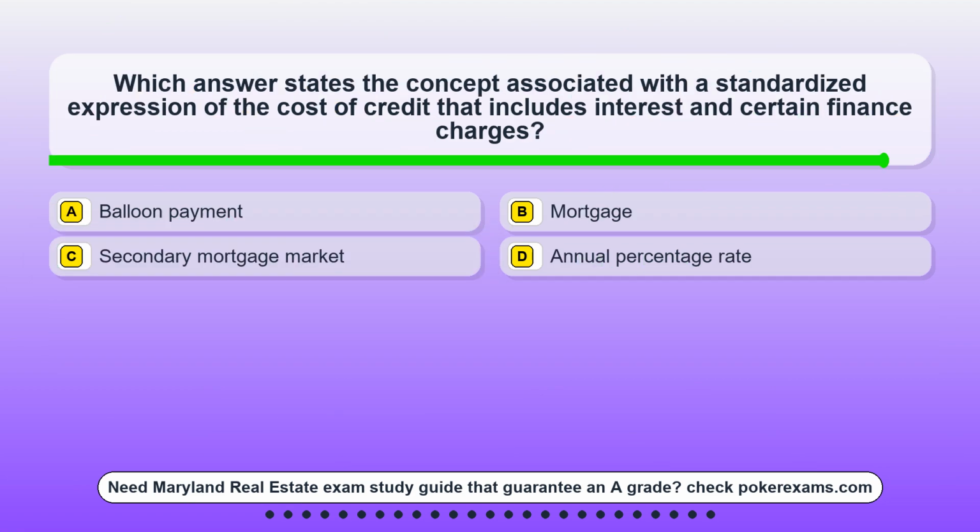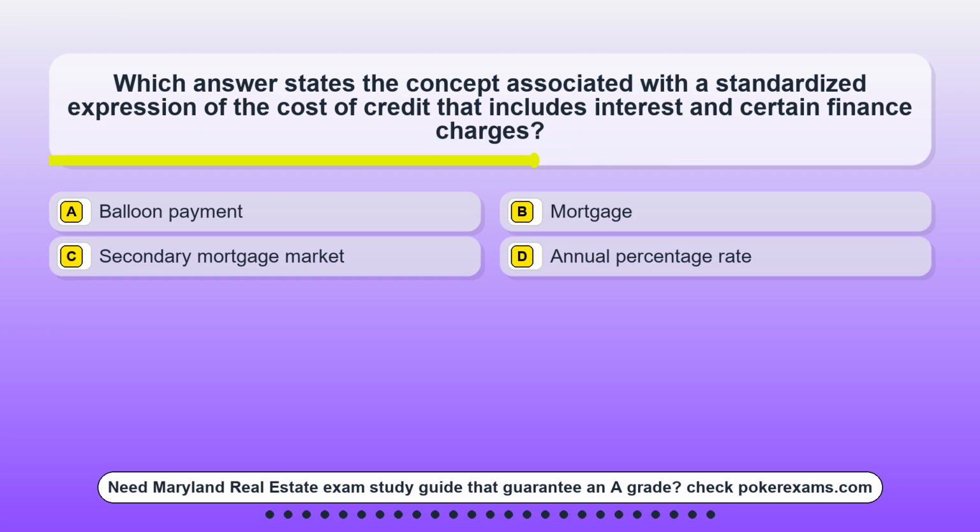Question 8. Which answer states the concept associated with a standardized expression of the cost of credit that includes interest and certain finance charges? Option A, balloon payment. Option B, mortgage. Option C, secondary mortgage market. Option D, annual percentage rate.